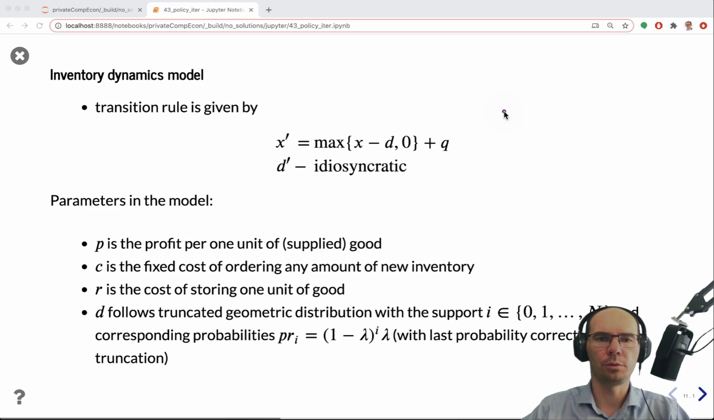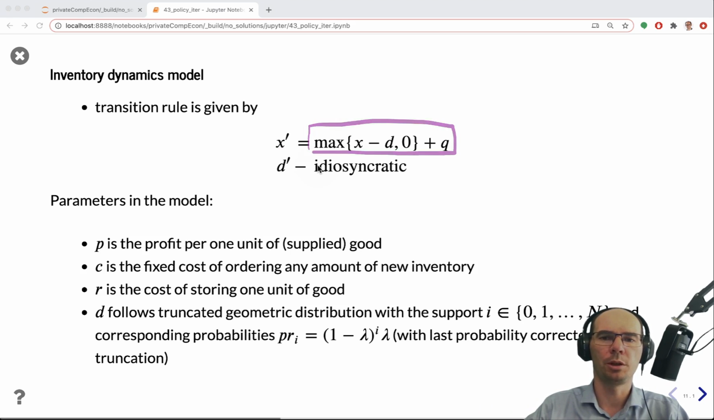The transition rules are quite simple. So the next period stock, the next period inventory, is just given by what we have stored and what we paid for the storage. And then demand is idiosyncratic. So every time period it realizes over and over again independently from the rest of the model.